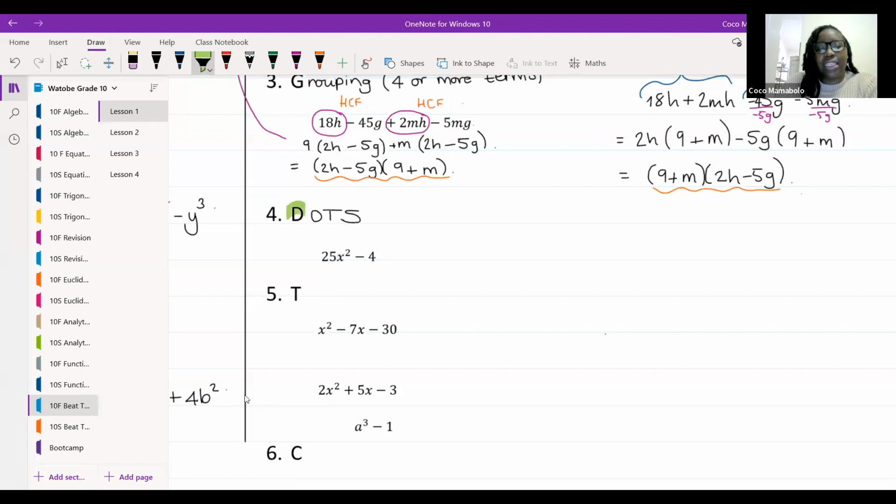All right, guys, let me ask you guys, what does the D in DOTS stand for? Good. The D stands for difference. And what is the difference exactly? What is the difference in mathematics, guys? What is the difference?